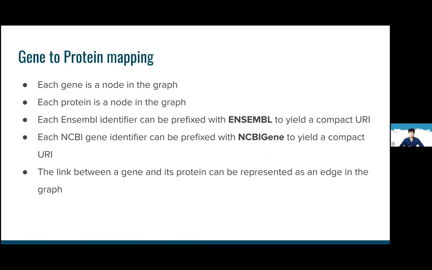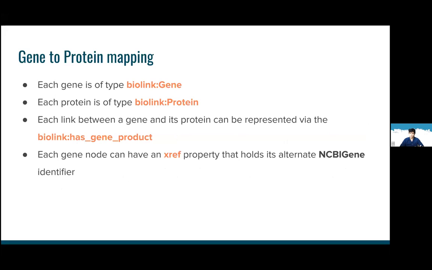And again, keeping the graph in mind, we can say we have a node for a gene, another node for a protein, an Ensembl prefix for Ensembl IDs, and an NCBI Gene prefix for NCBI Gene IDs. And the link between the gene and its product can be represented as an edge in that graph. Again, using Biolink Model vocabulary, we can say that the link between a gene and its protein can be Biolink has_gene_product, and each gene can have an additional xref, which represents cross references, that can hold the alternate NCBI gene ID, which can then be used downstream if you ever want to do some remapping, or if you just want to have that there for reference.